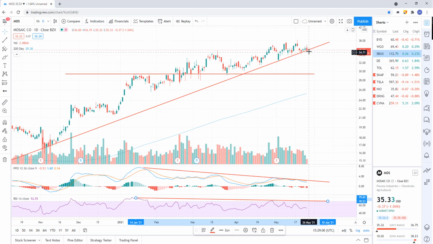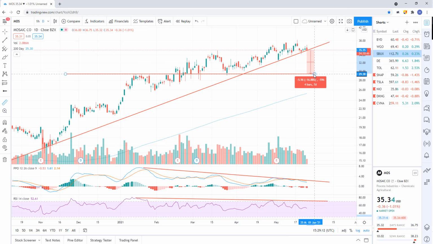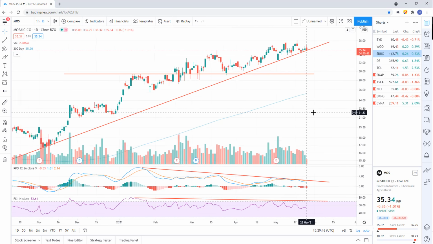But I think this trend line is going to break. And if it breaks, first level support's about 29.40, 29.38, right in there. So we'll watch that. And if it breaks, that's a trade of 16.5%. So we'll watch that. I like that so far.